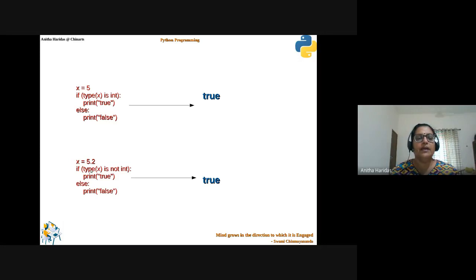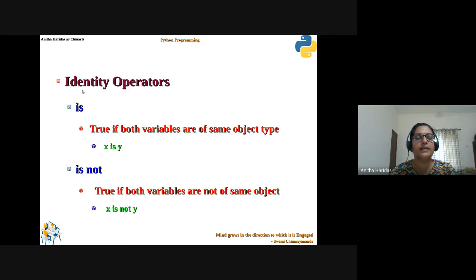Okay. But here type of X will be returning real, right? It is not integer, it will be returning real. So real is not integer. Obviously it is not integer. So it will be printing true. Okay. So this is one simple example you can have for is and is not operators. They are called identity operators. Why do we call them identity operators? It checks whether the objects are of the same type or of different types.